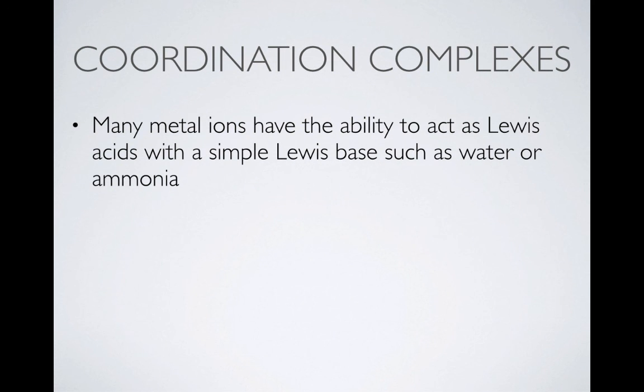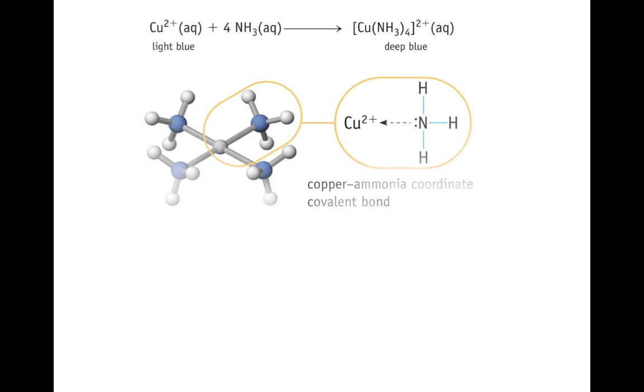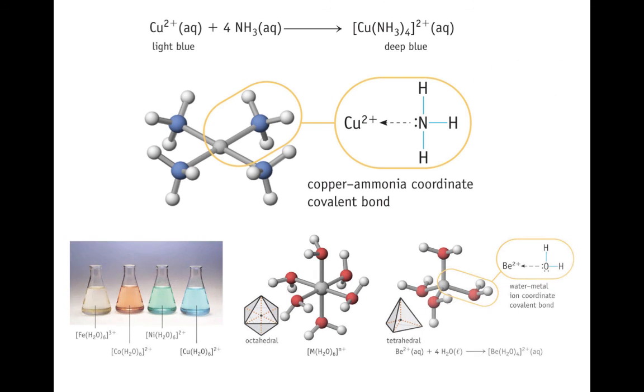Now, coordination complexes are things that many metal atoms form with simple Lewis bases such as water or ammonia. So highly charged metal ions often act as Lewis acids. We see NH3 and H2O both have lone pairs in order to form a coordinate covalent bond, and really, in order to be a Lewis base you have to have a lone pair of electrons available. If we take a look at ammonia here, it can form a Lewis acid-base bond with copper, and that gives us that deep blue that we've seen before in lab, and we see that that copper can bind to 4 different ammonias, and several metals can bind with water.